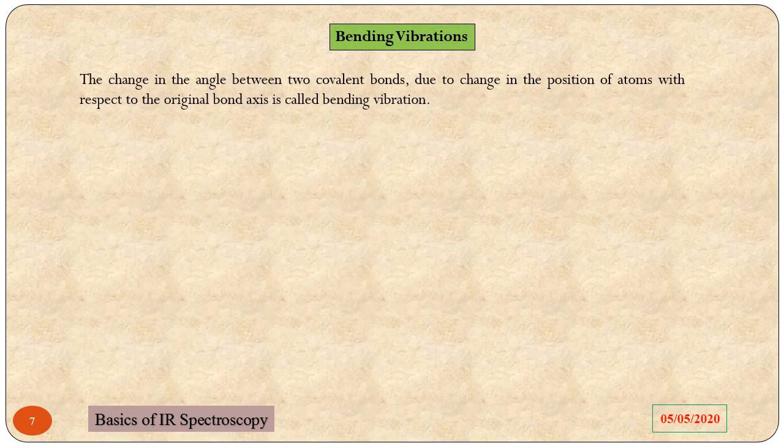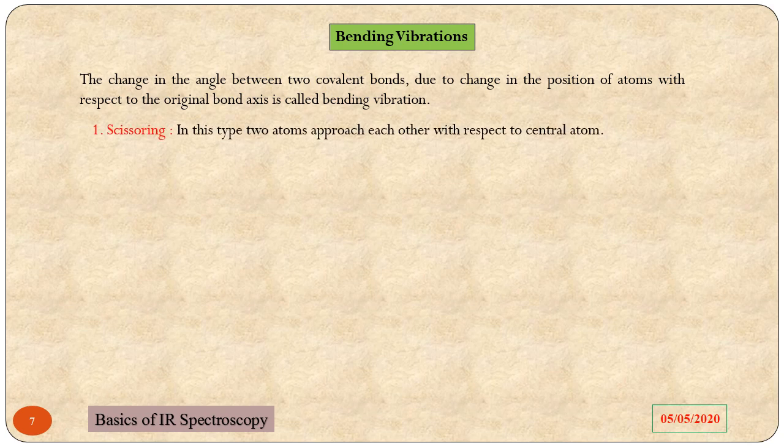Bending vibrations include the change in the angle between the two covalent bonds, due to which there is a change in the position of the atom with respect to the original bond axis. This is called bending vibrations. These are of four types. Number 1, scissoring. In this type, the two atoms approach each other with respect to the central atom.